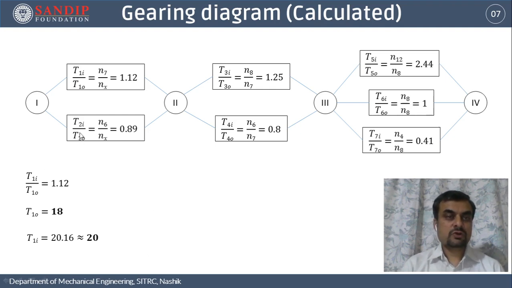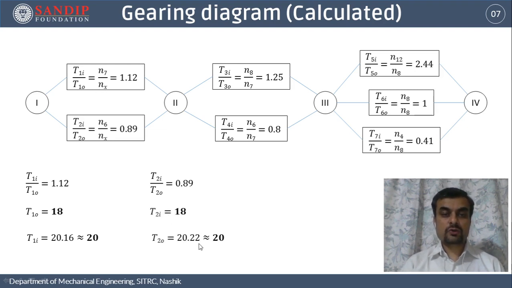Let us calculate number of teeth on the second gear pair. The ratio is 0.89 from this box. Since the ratio is less than 1, the numerator is less than the denominator. This will be a smaller gear. So let us assume T2I equal to 18. We will get T2O equal to 20.22, which will be rounded off to 20.